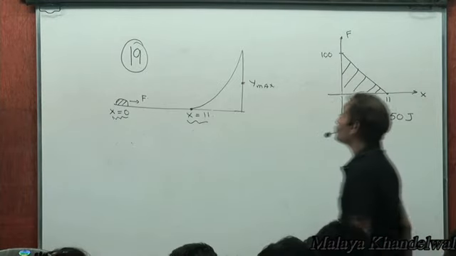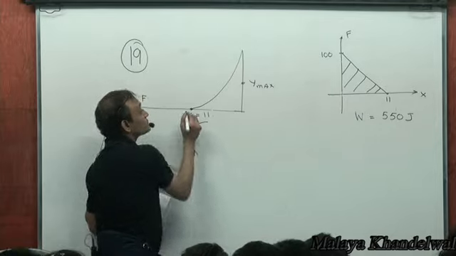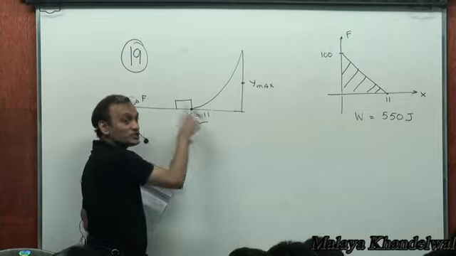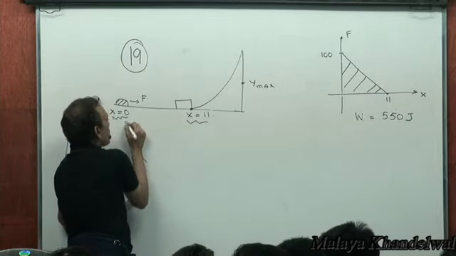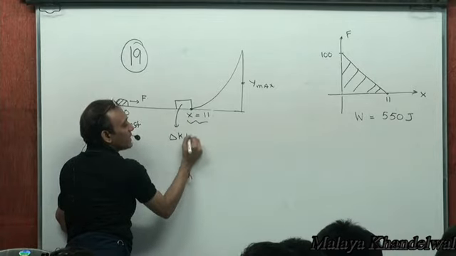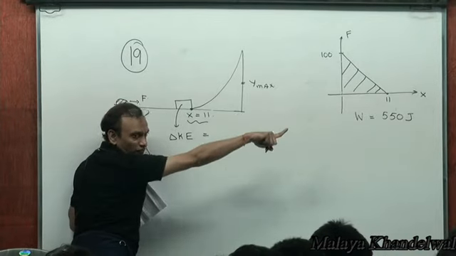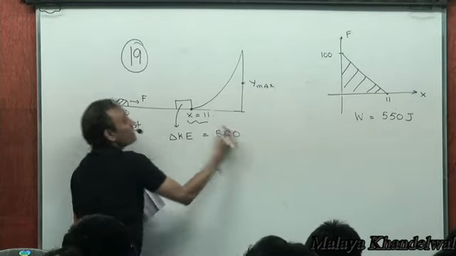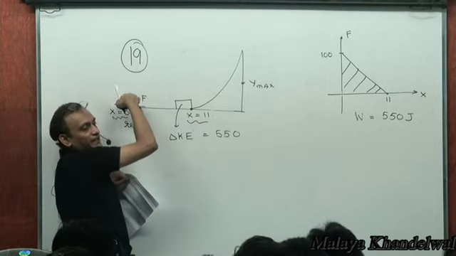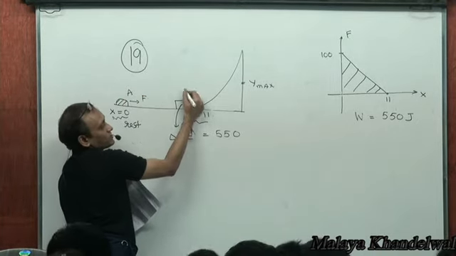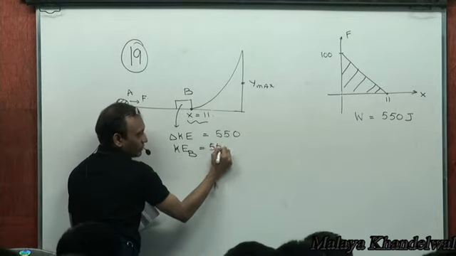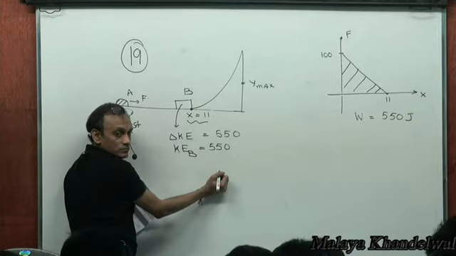Right? So then, by the time the particle reaches here, work done by F is change in kinetic energy. It starts from rest here, and the change in kinetic energy must have been the work done, which is 550 joules. But change in kinetic energy is actually the kinetic energy here, because the initial kinetic energy is 0. So this is A, this is B. So I can say that the kinetic energy at B must be 550 joules, right?